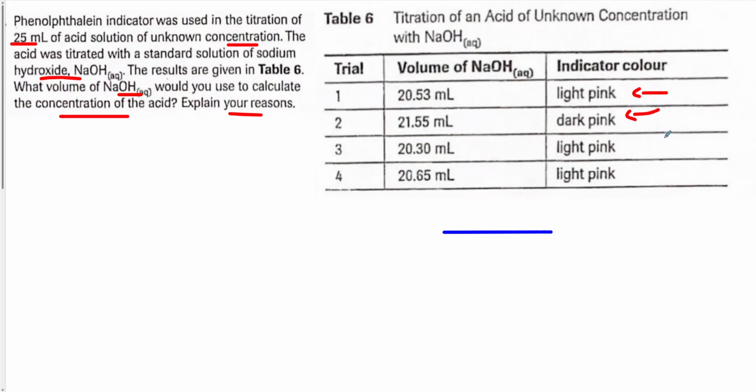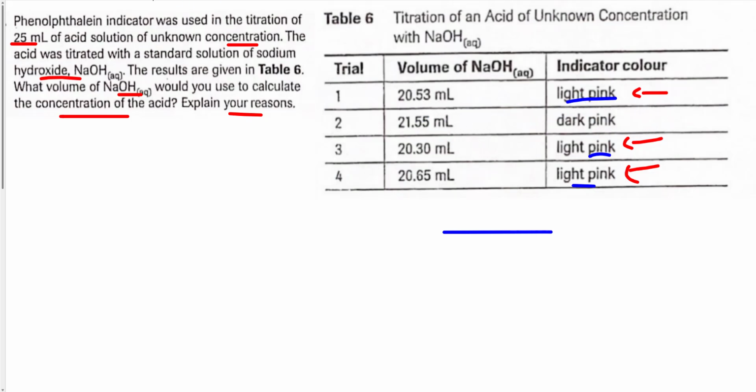So what volume would you use? You see, basically they did 4 trials, same as our previous example. Yes, find the average, that's right. The only thing is you would exclude this one. See how it says dark pink? So it's an outlier, so you wouldn't include it. You wouldn't only include the light pink ones, because clearly someone made a mistake in this one. So you wouldn't use trial two.